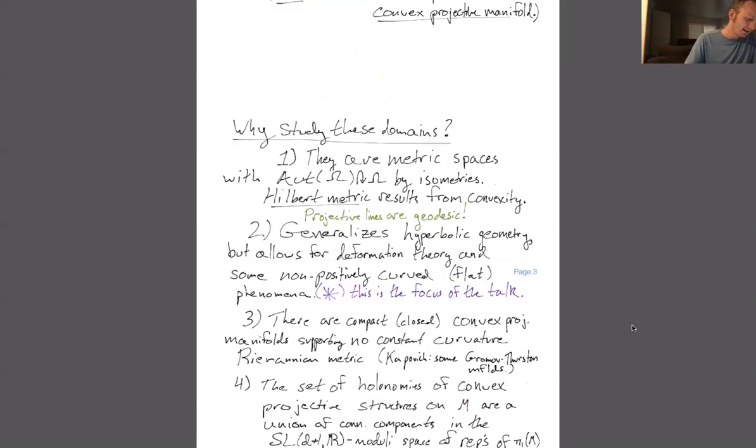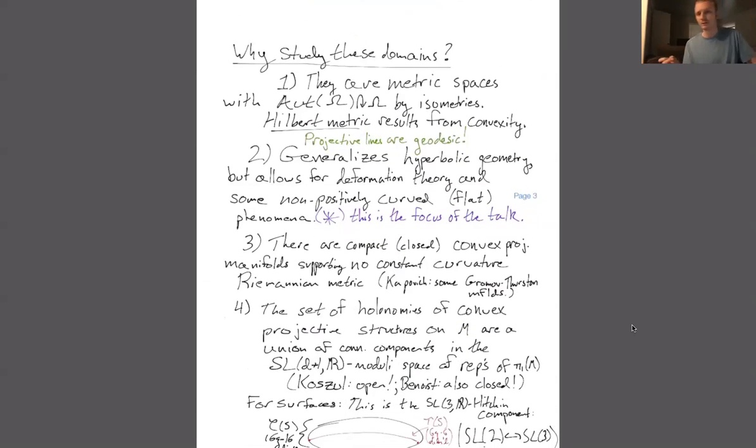So I know that a lot of people are maybe not familiar with this type of geometry, but I think it is a really natural thing to think about with a lot of really beautiful properties. So I want to just tell you some of the nice results in the area. So this is sort of the sales pitch for convex projective geometry.